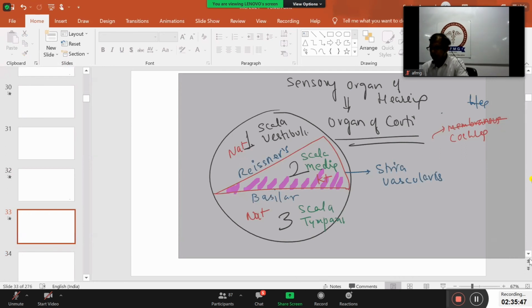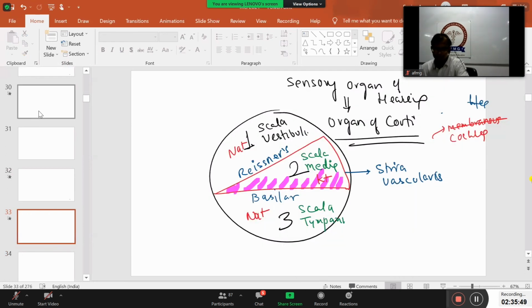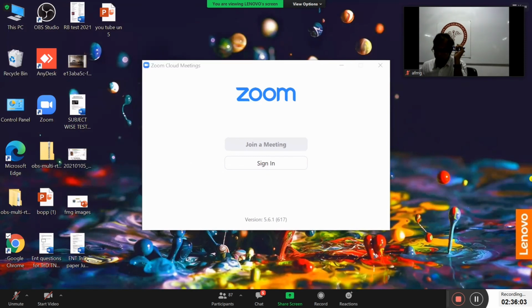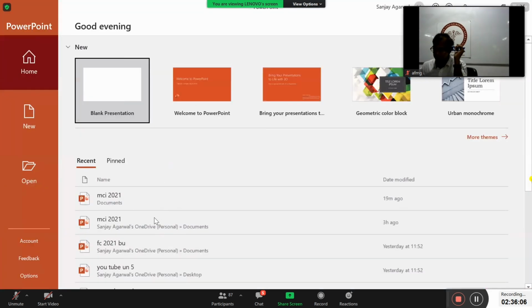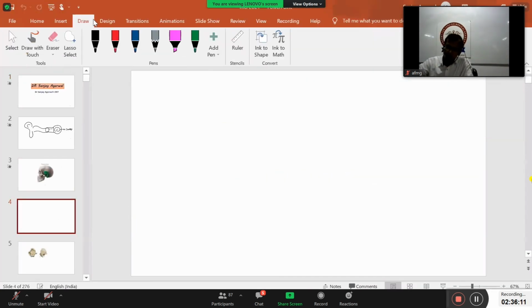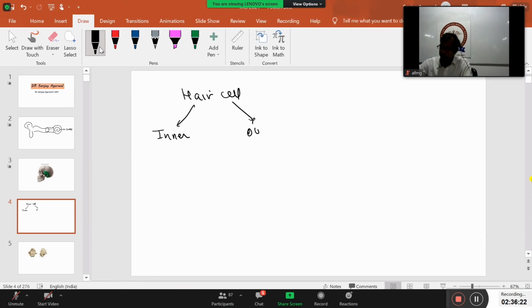And what is organ of Corti made up of? Formed by? It is formed by cells, hair cells and supporting cells. Organ of Corti is formed by hair cells and supporting cells. And hair cells are of two types. What are the two types of hair cells? One is inner hair cell, one is outer hair cell, plus there is supporting cell.